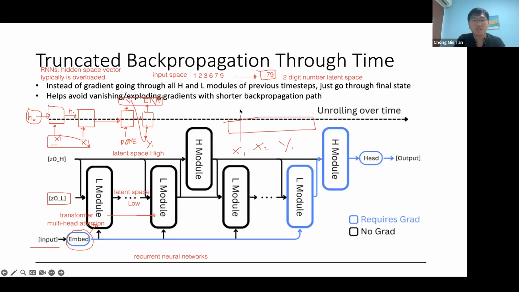You can put this through here, and then out comes the logits. So maybe here, no prediction, no prediction. Then here you predict y1. Then here you predict y2. And then this y2 goes back here to the next time step to predict the next token.